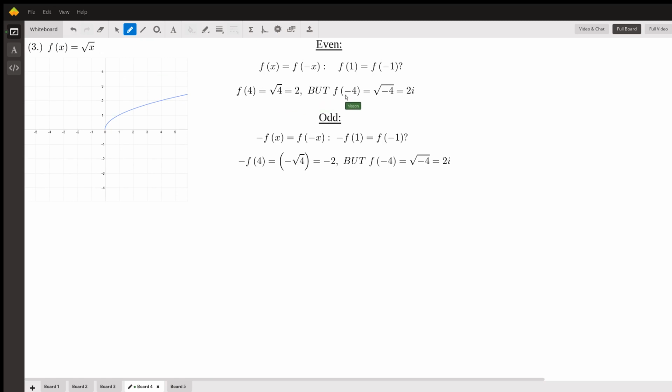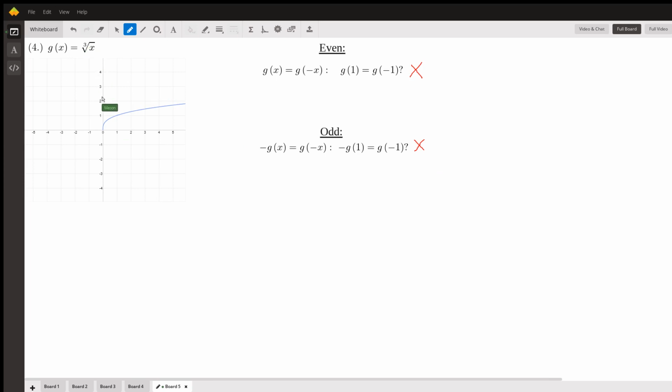But f of negative 4 is equal to the square root of negative 4, which gives us 2i, an imaginary number. And since we're just simply plotting on an xy graph, we're not going to see anything on the imaginary plane. So these are clearly incongruent with each other. They're not the same. To look at the odd example, negative f of 4 is equal to the negative square root of 4, which is equal to negative 2. But f of negative 4 is equal to, again, 2i. So this is neither even nor odd.